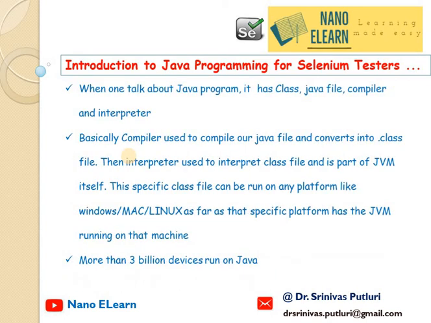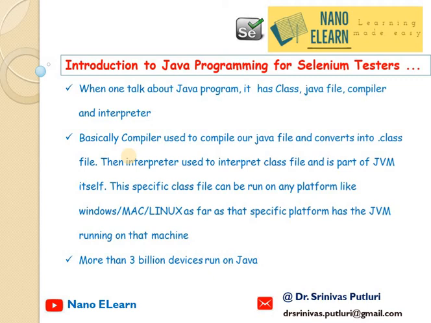When one talks about a Java program, it has a class, Java file, compiler, and interpreter. Basically, the compiler is used to compile our Java file and convert it into a .class file. Then the interpreter, which is part of the JVM itself, is used to interpret the class file. This specific class file can be run on any platform like Windows, Mac, Linux, as long as that platform has the JVM running on that machine.